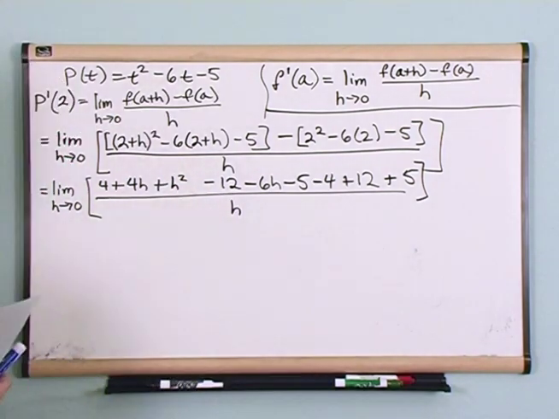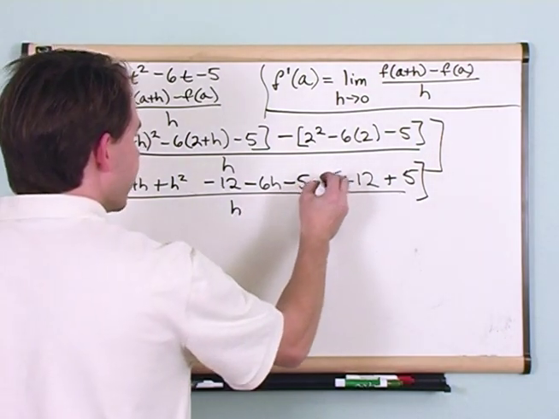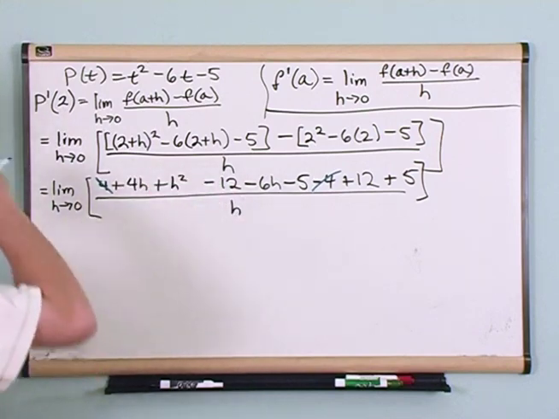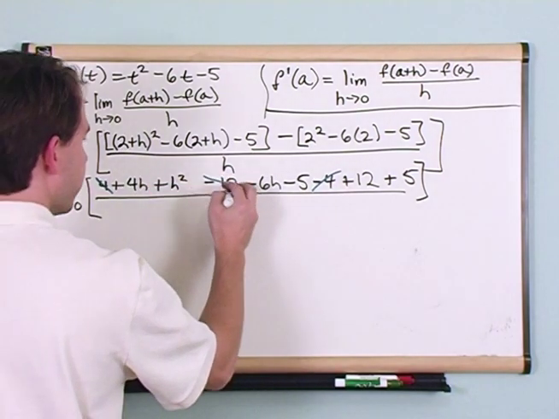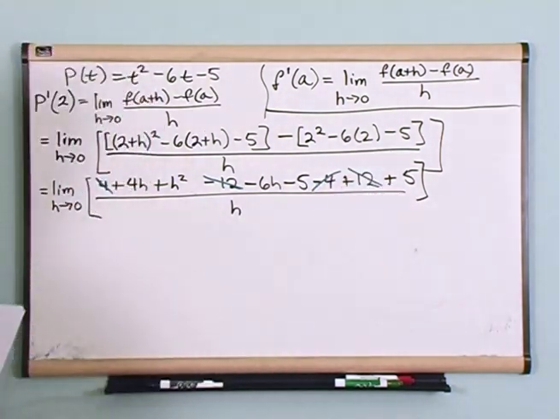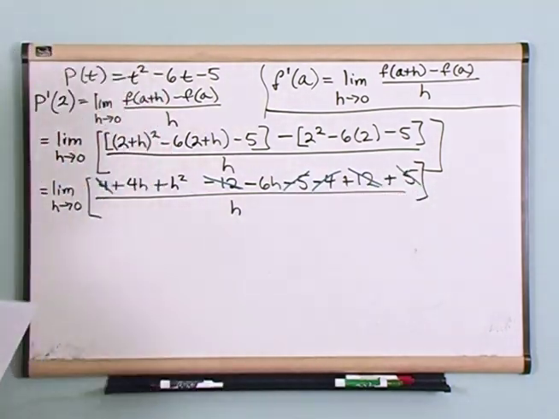And I can see right away that this 4 is going to cancel out with this negative 4. They're going to subtract out and give me 0. And this 12 is going to subtract out with this 12. And this 5 is going to cancel out with that 5. Okay? And so those all go away. So this suddenly looks not too bad.